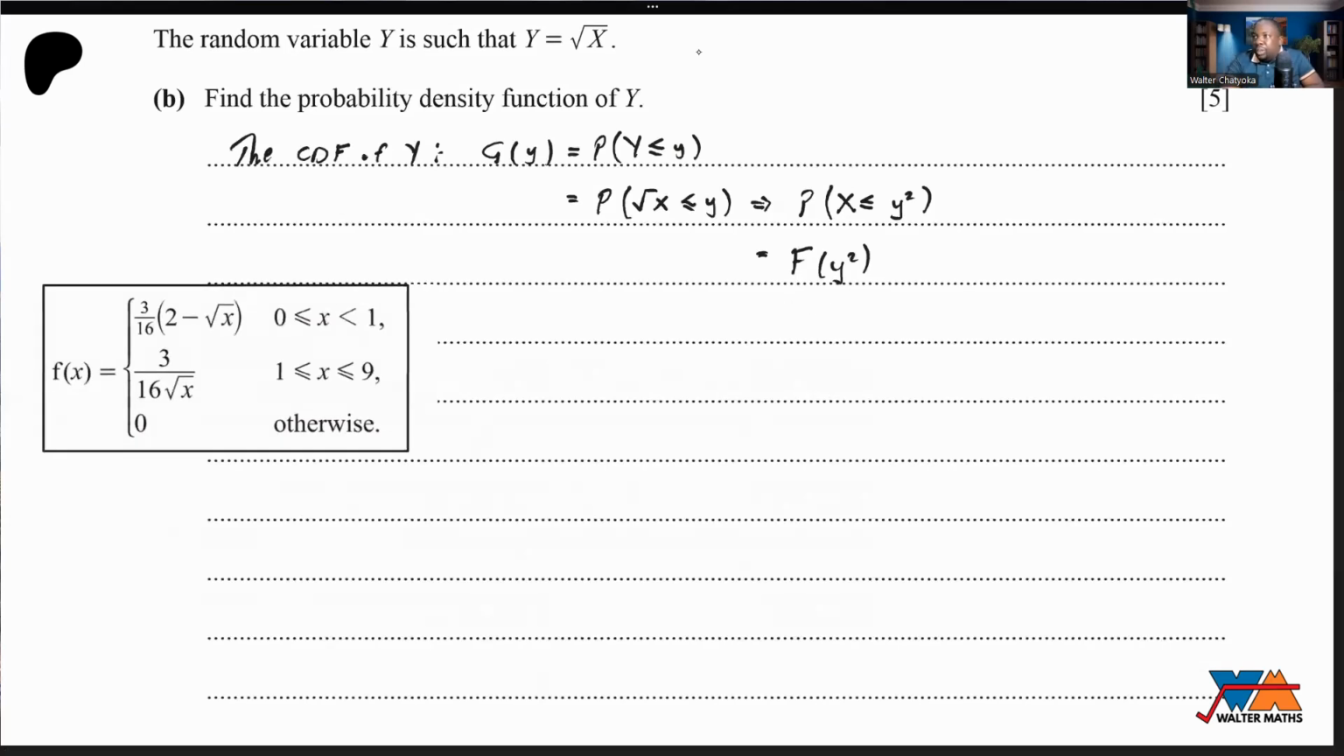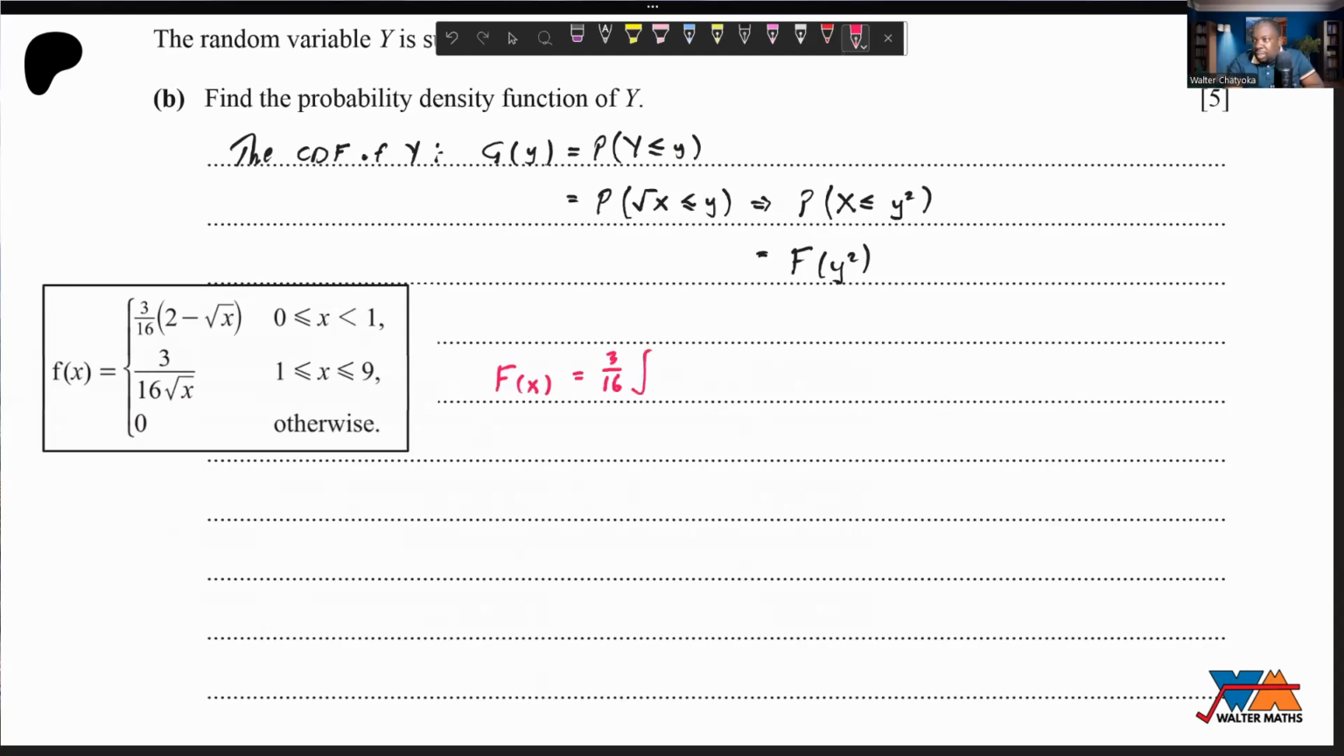All right. So to find F of x, the cumulative function of x, we are going to find that through integration. So I'm going to integrate 3 over 16 times the integral from 0 up to a certain value of x, because we want to find the cumulative distribution function. So we integrate up to a certain value x, of 2 minus root x with respect to x.